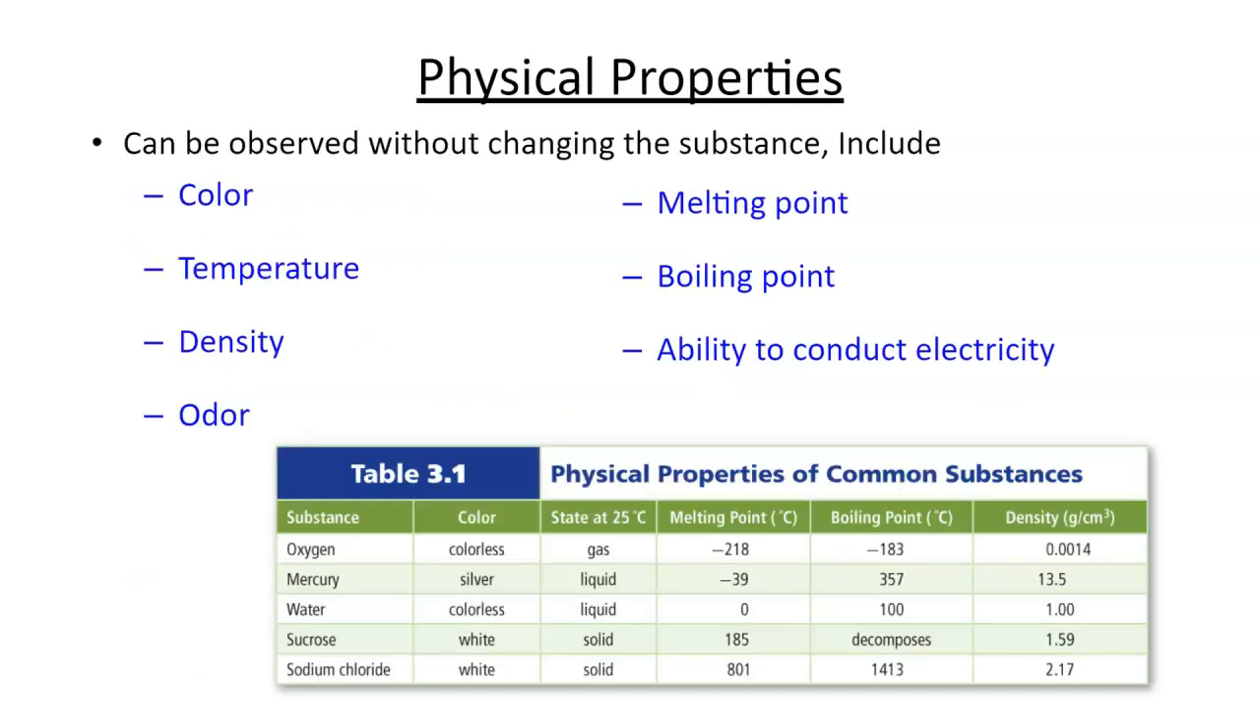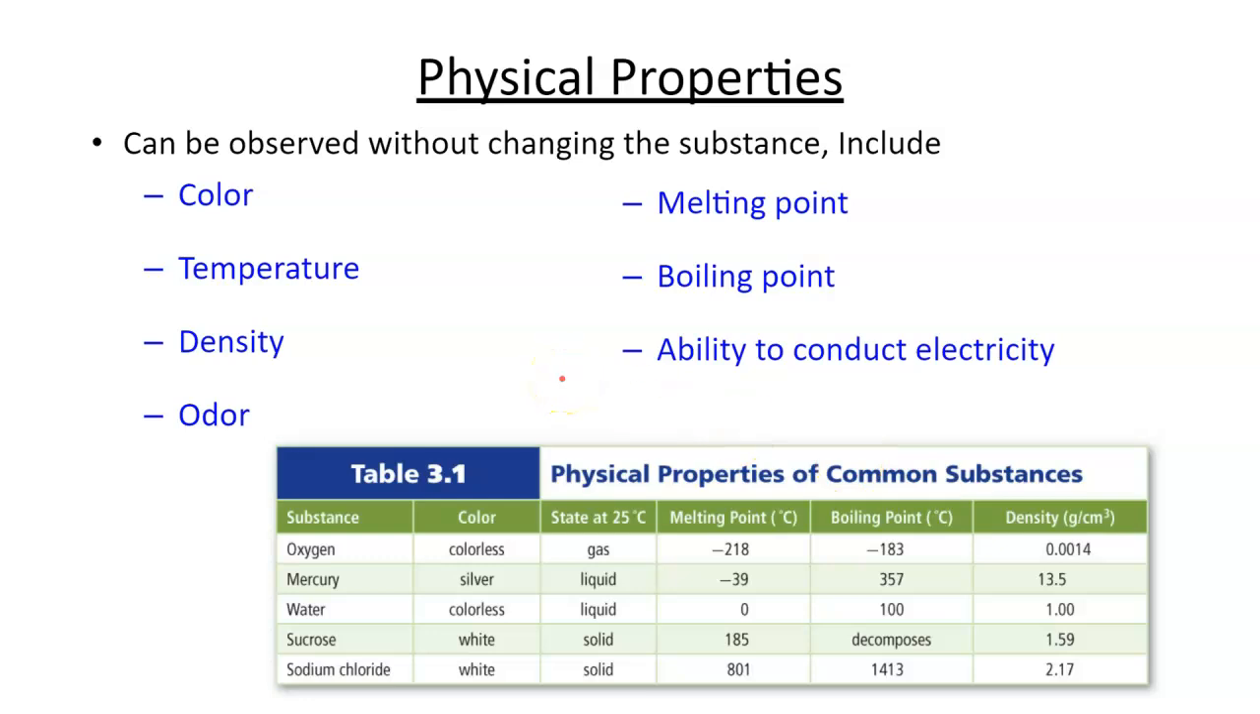All substances, we can talk about their physical properties and their chemical properties. Physical properties are properties we can observe without changing the substance. So I can observe color without changing. I can observe the temperature without changing the substance. I can observe the density without changing the composition of the substance. Same thing with odor, melting point, boiling point. Okay? Also ability to conduct electricity.